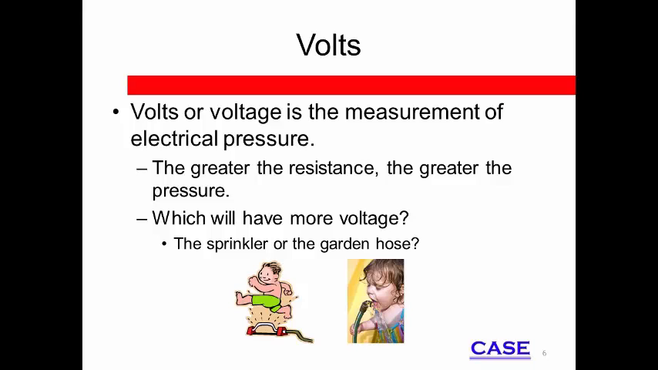Voltage is the measurement of electrical pressure. Electrical pressure is how forceful electricity is as it flows through the circuit. The sprinkler increases the resistance, which increases the pressure of the water. There is a direct relationship between electrical pressure and resistance. As resistance in a circuit increases, the electrical pressure increases.